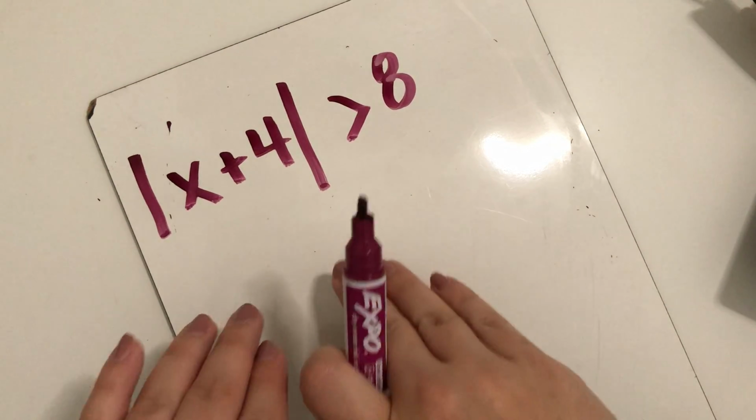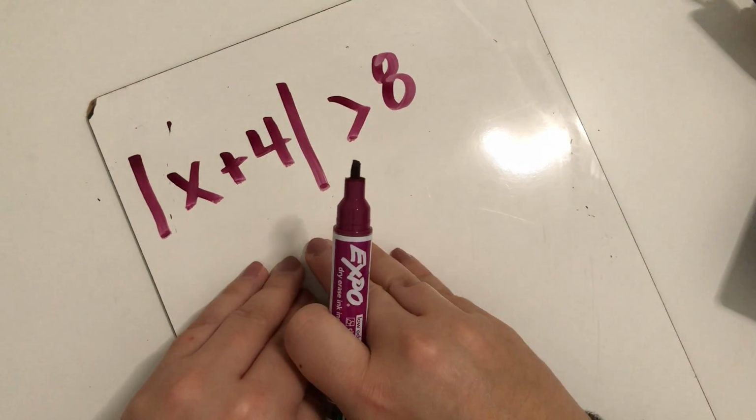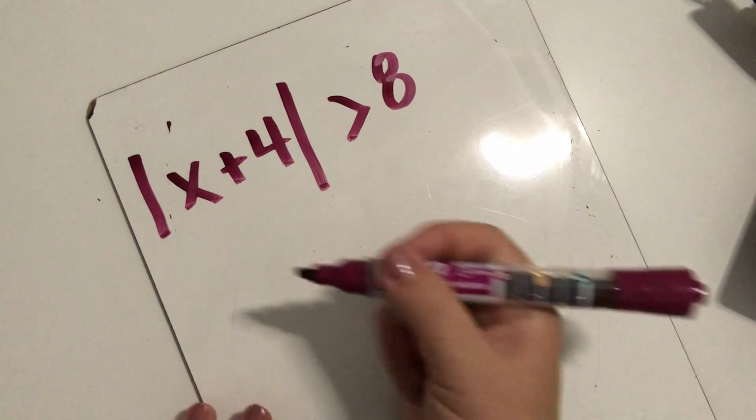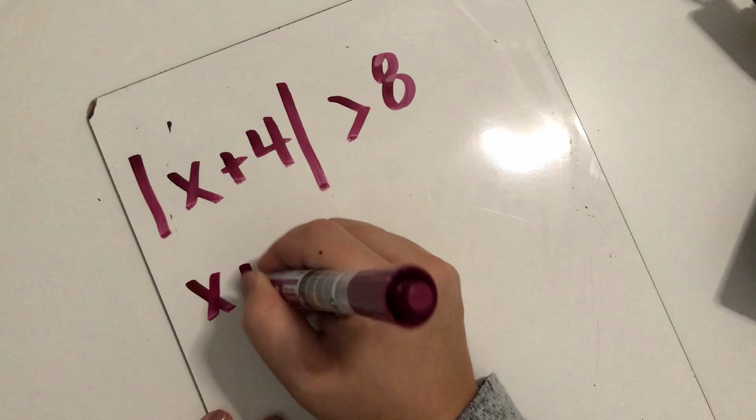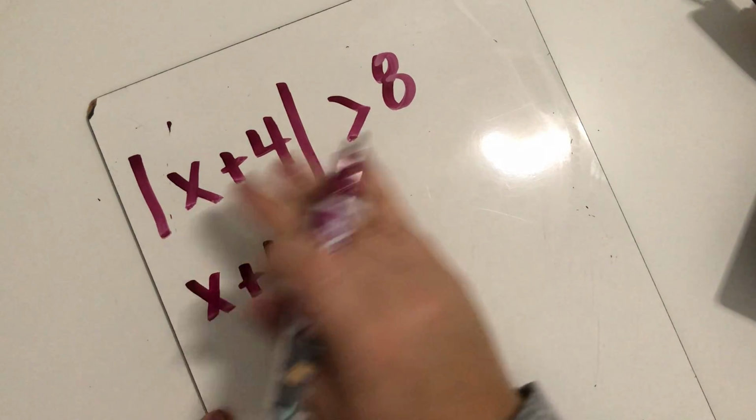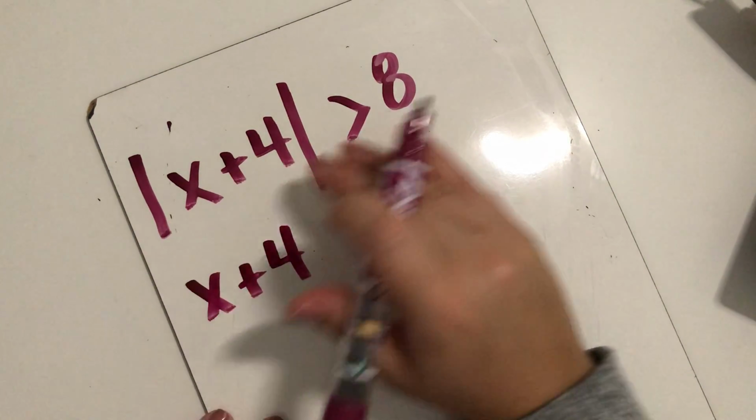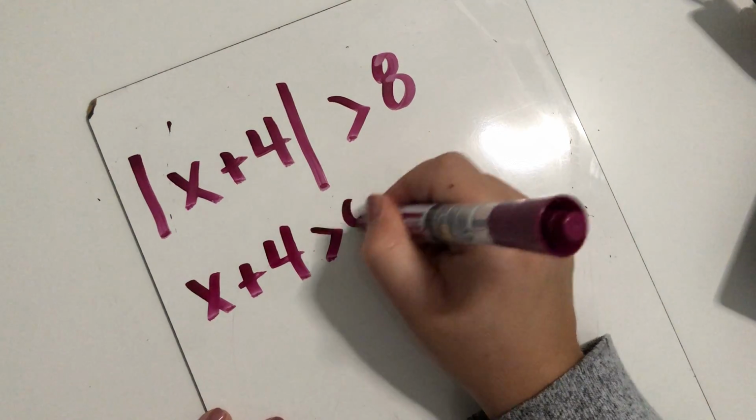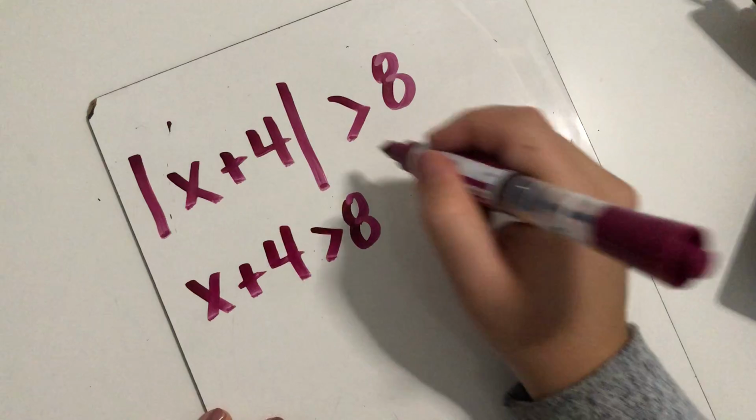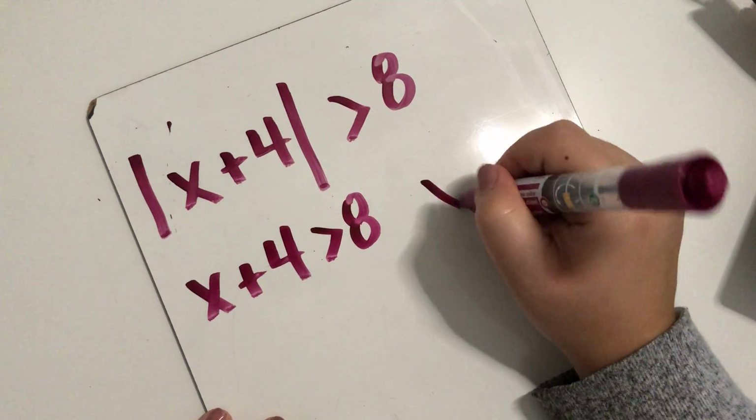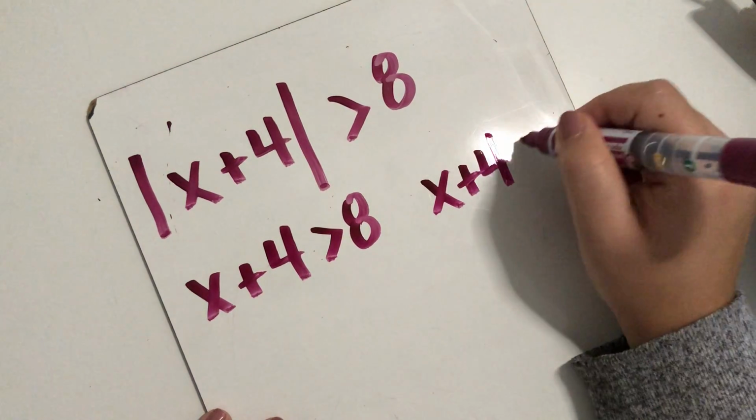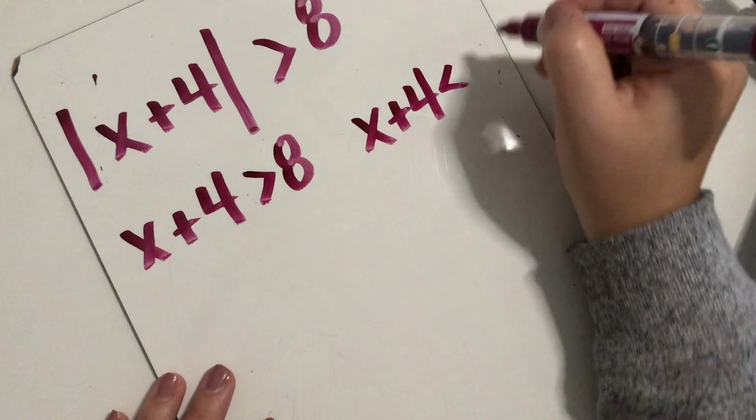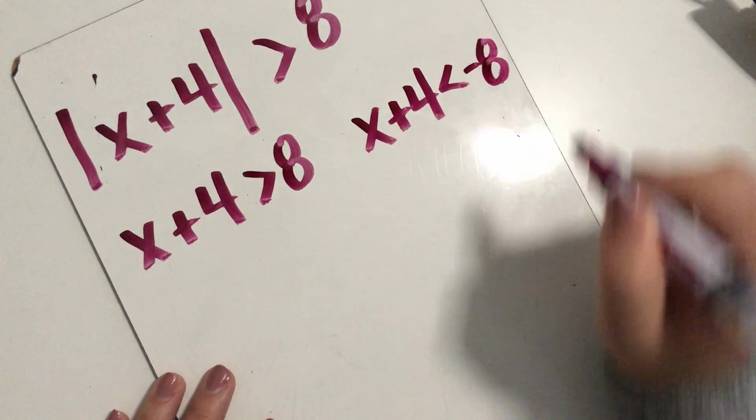So again, we're going to be starting out with isolating our absolute value expression. Good thing, already isolated. So I'm going to go ahead and split this into the two. So my first one's going to be the exact original inequality without the brackets. So I have x plus 4 is greater than 8. My other one is going to be x plus 4, I'm going to flip the sign to less than, and then it's going to be a negative 8.